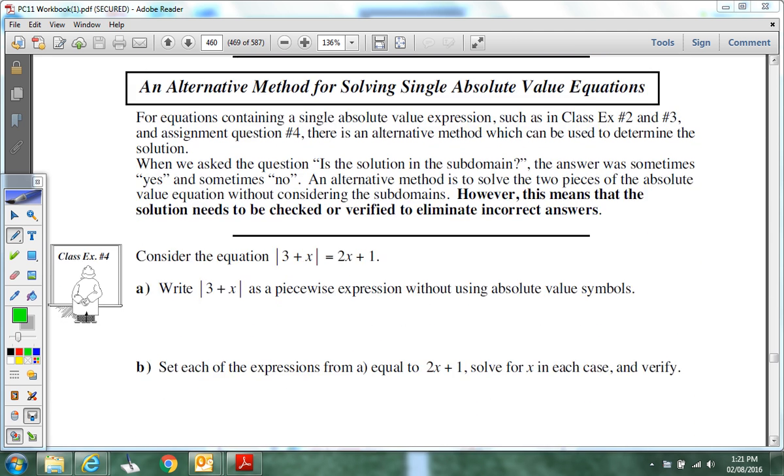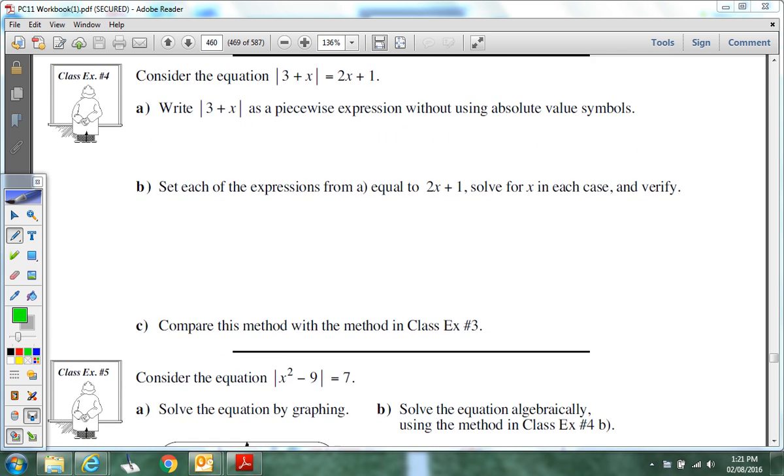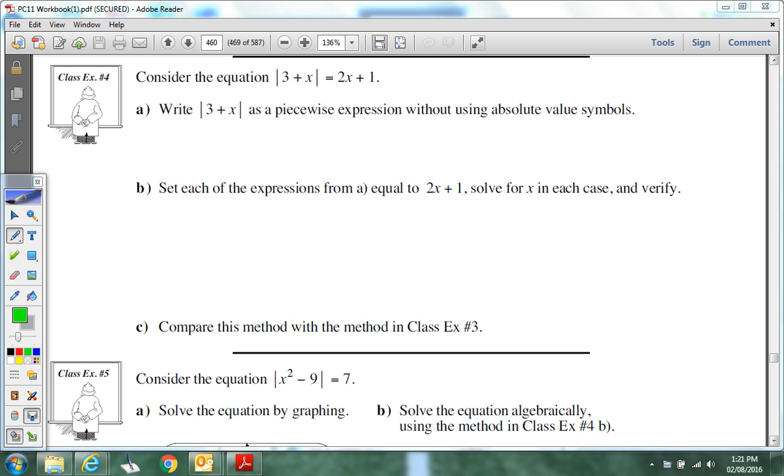Okay, an alternative method for solving single absolute value equations is to use kind of how you have to check your solution, essentially. When we asked the question, is a solution in the subdomain, the answer was sometimes yes and sometimes no. An alternative method is to solve two pieces of the absolute value equation without considering the subdomains. However, this means that the solution needs to be checked or verified to eliminate different answers. So we're going to do it in terms of a piecewise expression now.